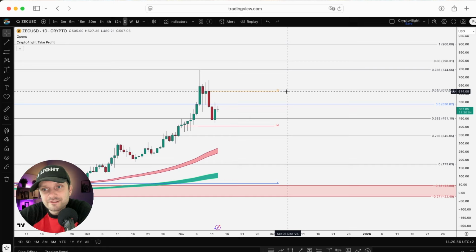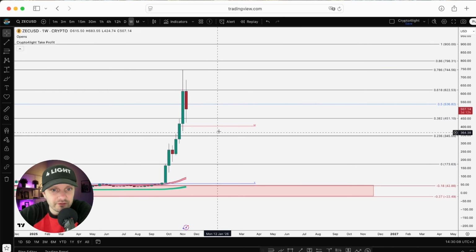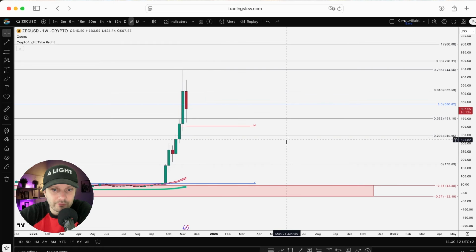Weekly open now is 614. Monthly open 405. Yearly open is 58. So just keep that in mind. On the weekly time frame, nothing. So this gap down, this gap is around 23, Libra fee maybe, but I'm not sure.